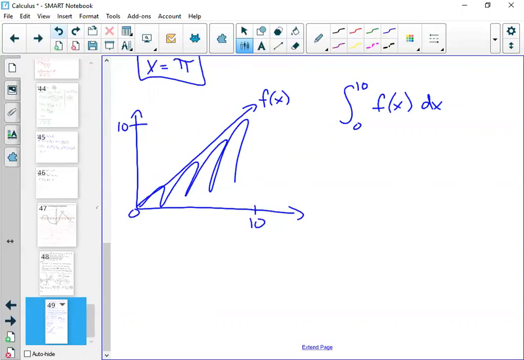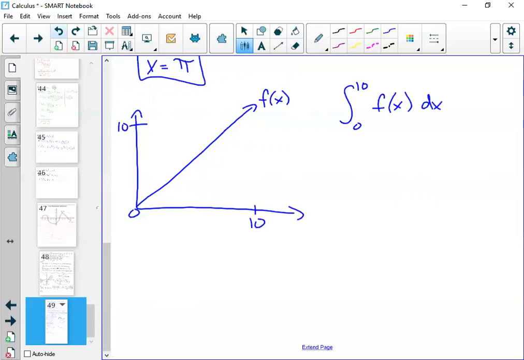Sometimes you do not have such a nice graph, and so you are not able to just make up shapes, where you know the area formula for those shapes, and just add up the area. Sometimes a graph is curvy in such a way that it doesn't make a shape that you would know the area of.